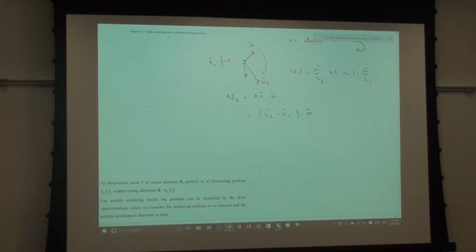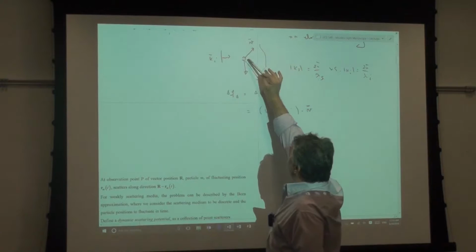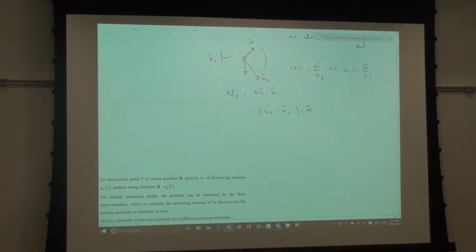Okay? So what we said earlier is not entirely true. If I measure the scatter field at a certain angle, I will get a Doppler shift. If I measure the scatter field right in back scattering like that, then my Q, K scatter minus K incident, will be zero. Because whenever delta K is perpendicular to V, the delta F Doppler is zero.